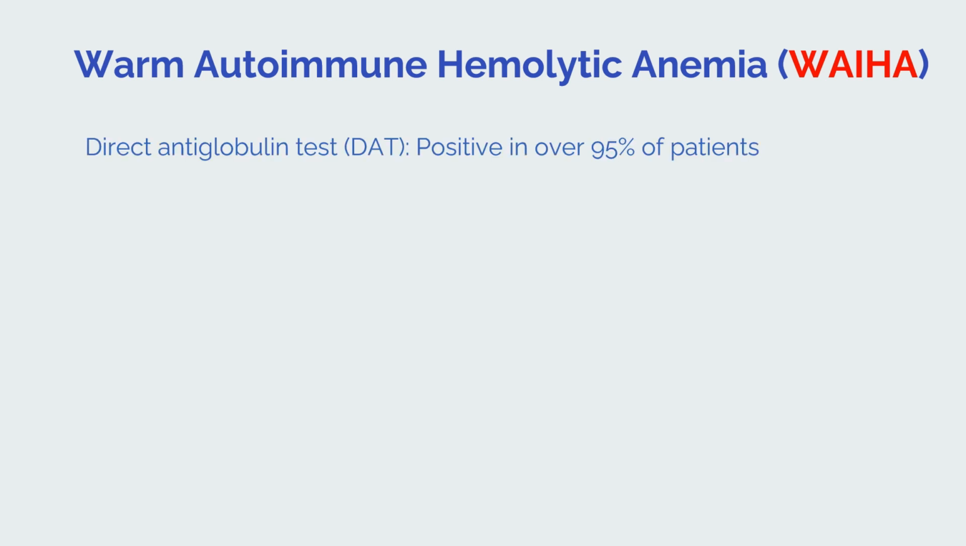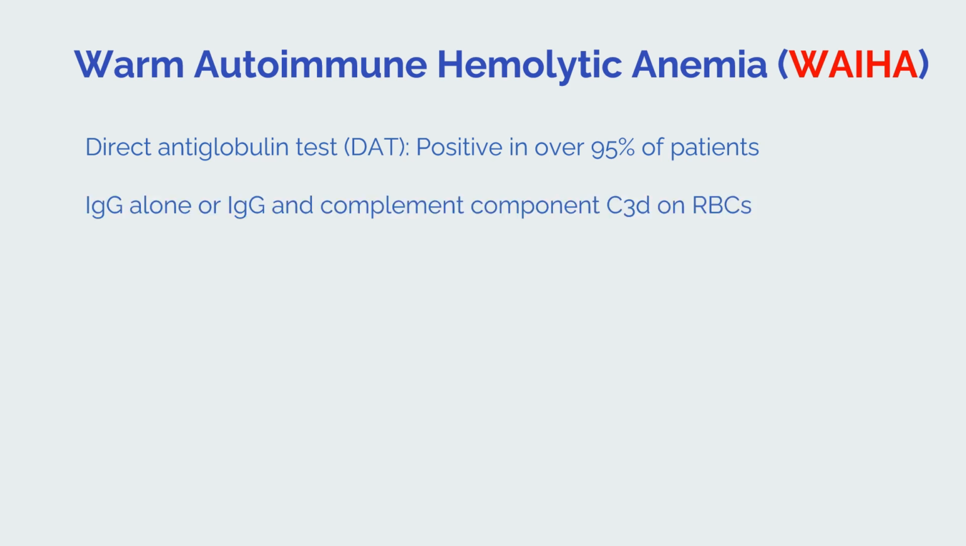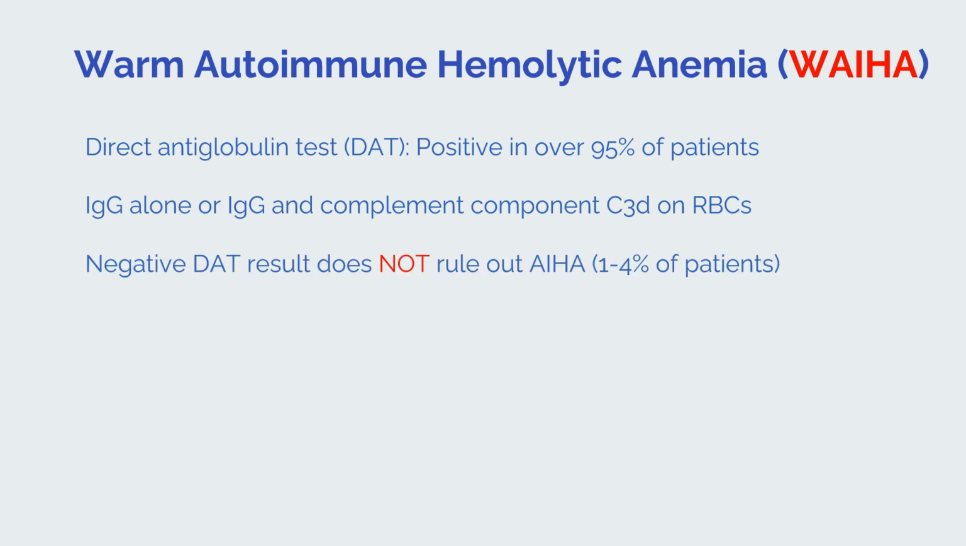Diagnosis of WAIHA involves the direct antiglobulin test, DAT, which is positive in over 95% of patients. Most patients have IgG alone or both IgG and complement component C3d on their RBCs. However, a negative DAT result does not rule out the possibility of autoimmune hemolytic anemia, which can occur in 1 to 4% of patients due to various reasons.